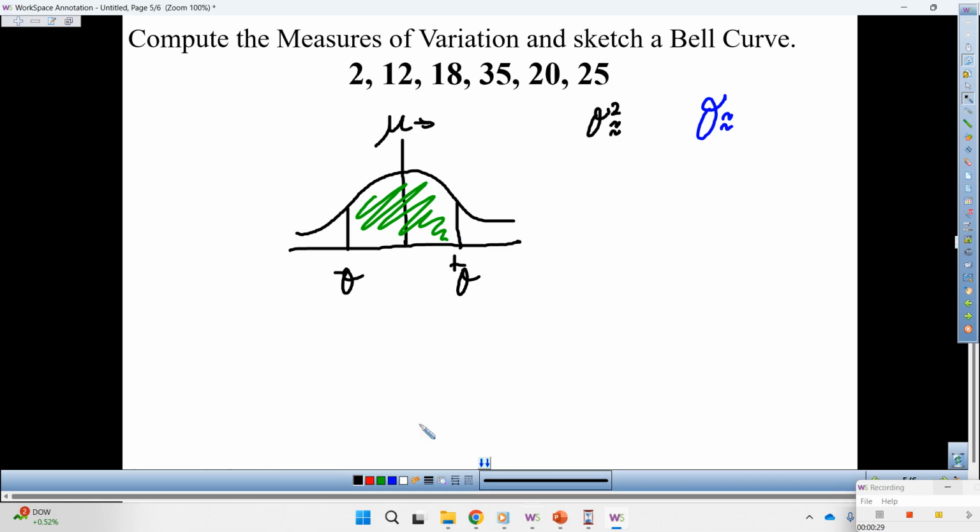All right, good communication. What'd you get for mu, Carter? $18.6. Thank you. Variance. What'd you get for the variance, Austin? S. 126.3. All right. Standard deviation. Vianney.